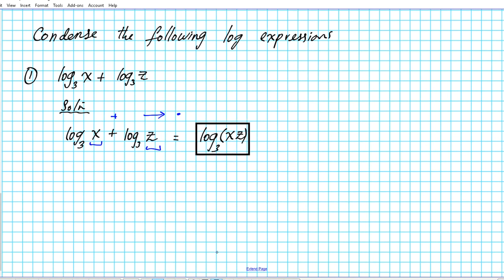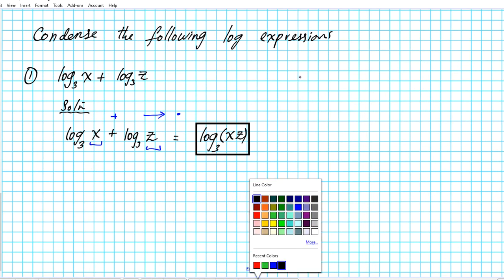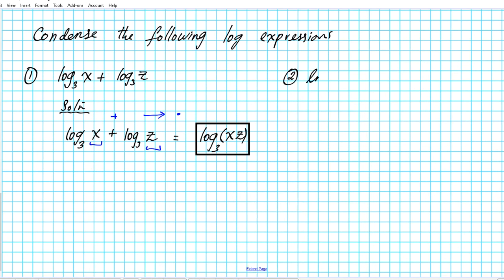Let's take a look at number 2. Let's say we're dealing with a natural log in this case. So we have the natural log of 7 minus the natural log of y. Remember, when you're dealing with natural logs, the implied base is e, the natural base e, an irrational number 2.71 that goes on forever.